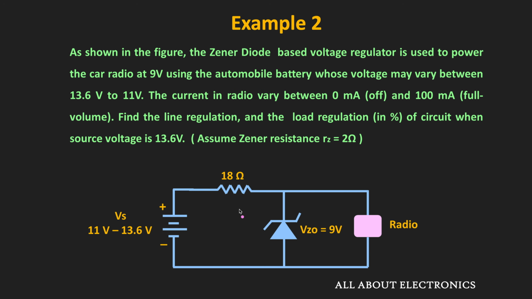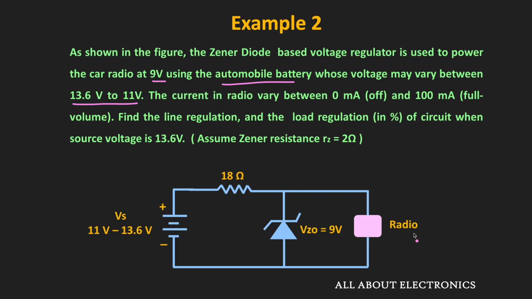So in this question, we have been given the Zener diode based voltage regulator, and it is used to power the car radio at 9 volt. So here, this voltage regulator is powered using the automobile battery, and we have been given that the voltage of this battery may vary from 13.6 volt to 11 volt. And here, the current through the radio is varying from 0 milliampere to 100 milliampere.